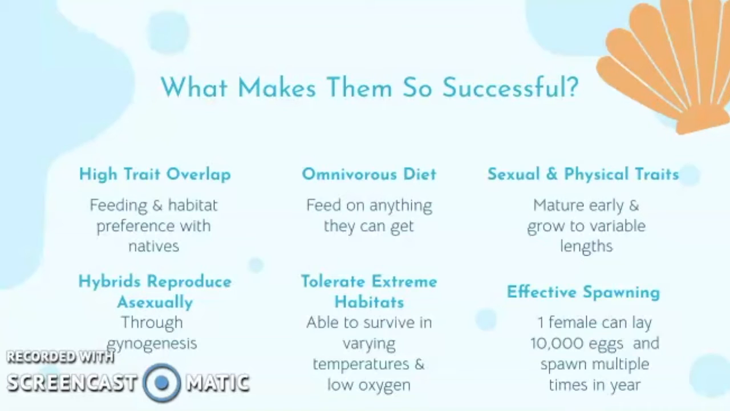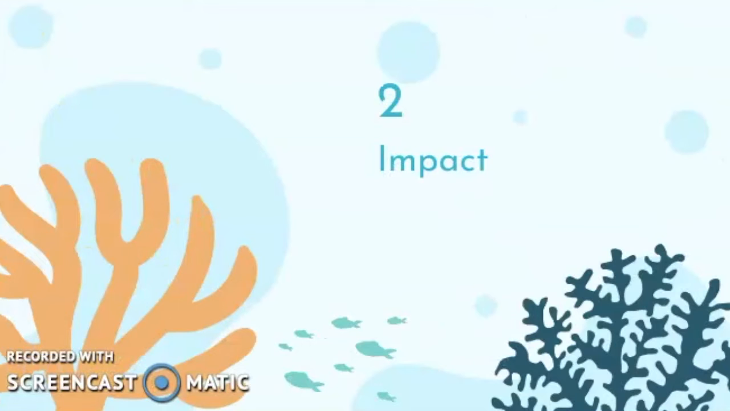Tolerate extreme habitats. They're able to survive in varying temperatures and low oxygen, so this is a great trait for small ponds and storm water. Effective spawning. So one female can lay 10,000 eggs and spawn multiple times in a year. This usually happens between spring and fall. Now we'll be talking about the impact.